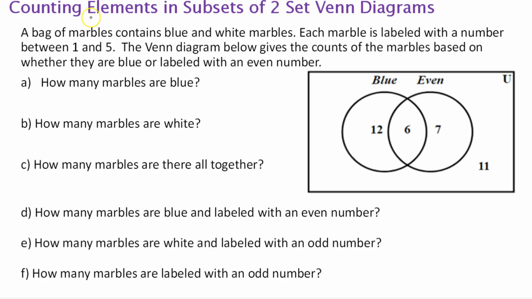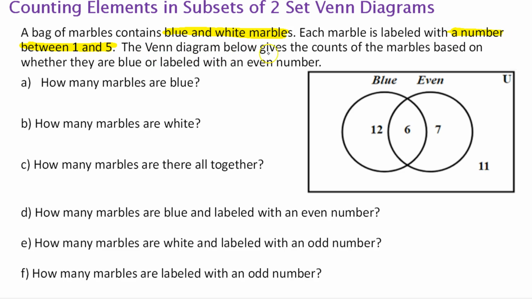In this video, we're going to count elements in subsets of two-set Venn diagrams, but we're given an application problem. We're told a bag of marbles contains blue and white marbles. So there's two types of marbles. Each marble is labeled with a number between 1 and 5. Okay, so the marbles are either blue or white, and they're labeled with a number from 1 to 5.